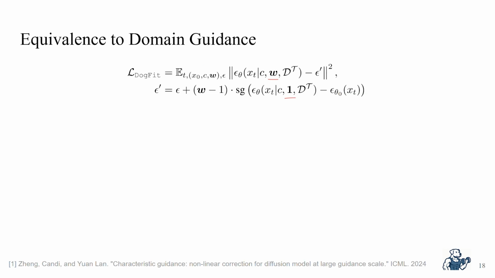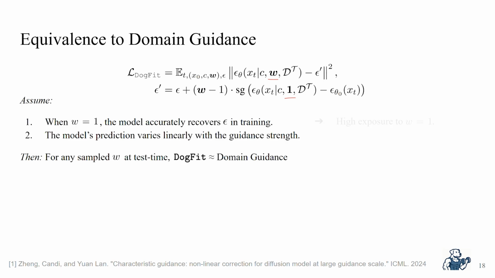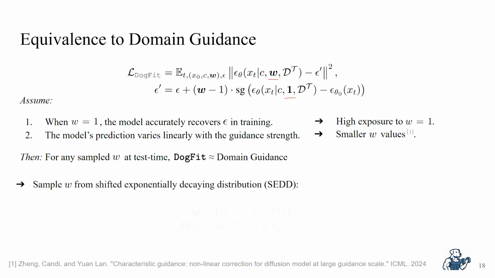Interestingly, under mild assumptions, training with DogFit makes the model replicate domain guidance behavior for any guidance value. To fulfill these assumptions, we choose to sample the guidance value during training via a shifted exponentially decaying distribution. This lets the model focus more on small guidance values around 1, while occasionally exposing it to larger values, increasing robustness to larger ranges during sampling.